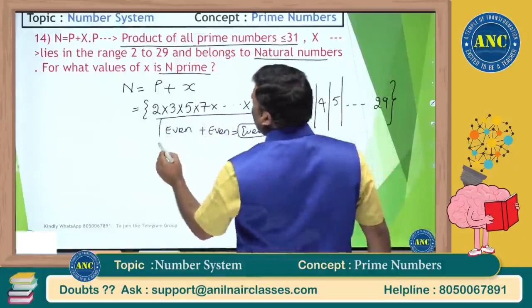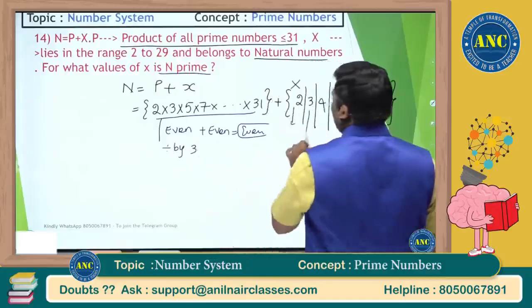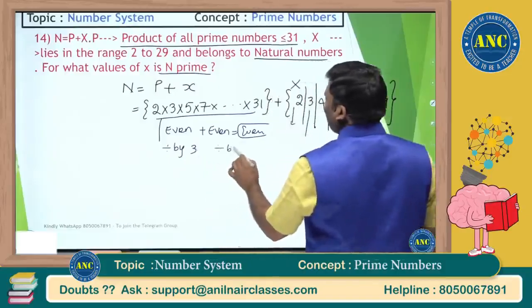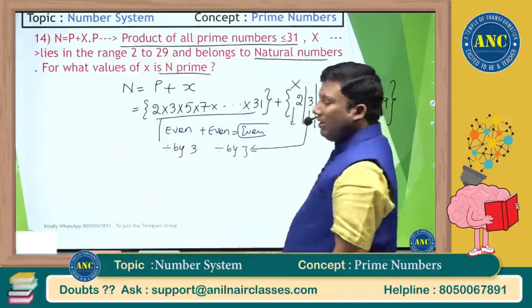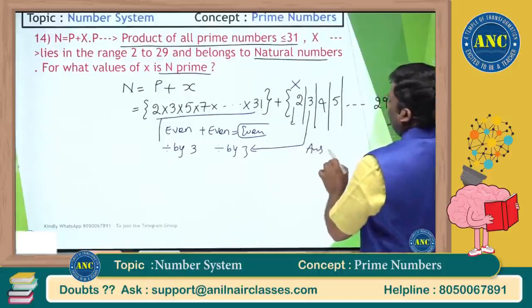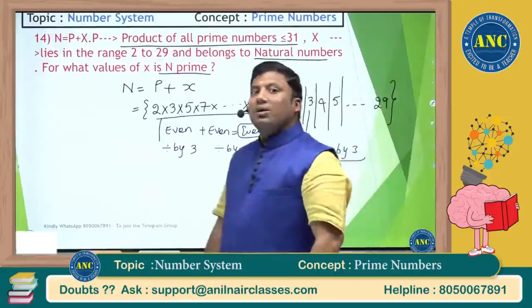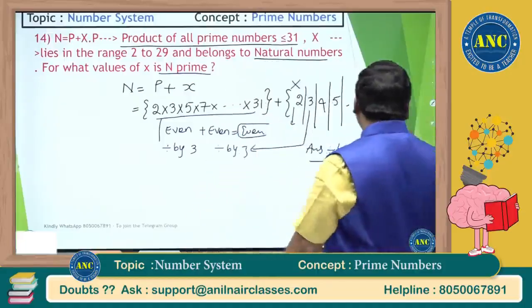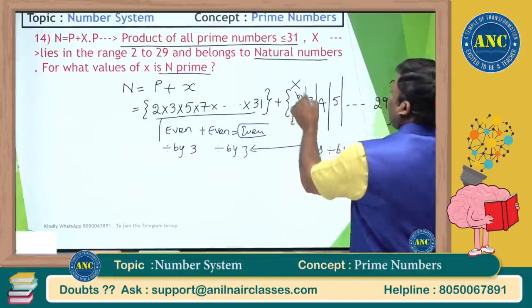Any number multiplied by 3 is divisible by 3. This is also divisible by 3. If I add two numbers which are divisible by 3, the answer should be divisible by 3. Any number divisible by 3 becomes a multiple of 3. If it is a multiple of 3, it is a composite number.